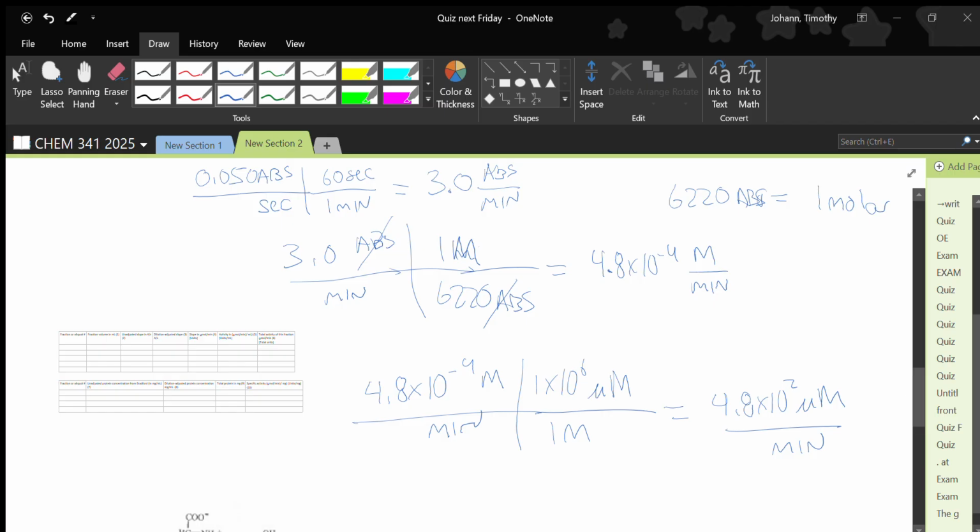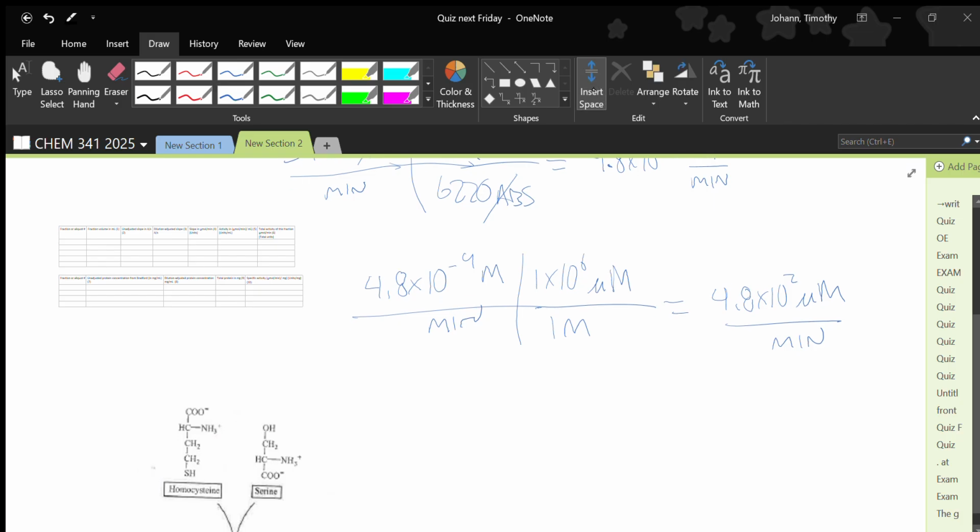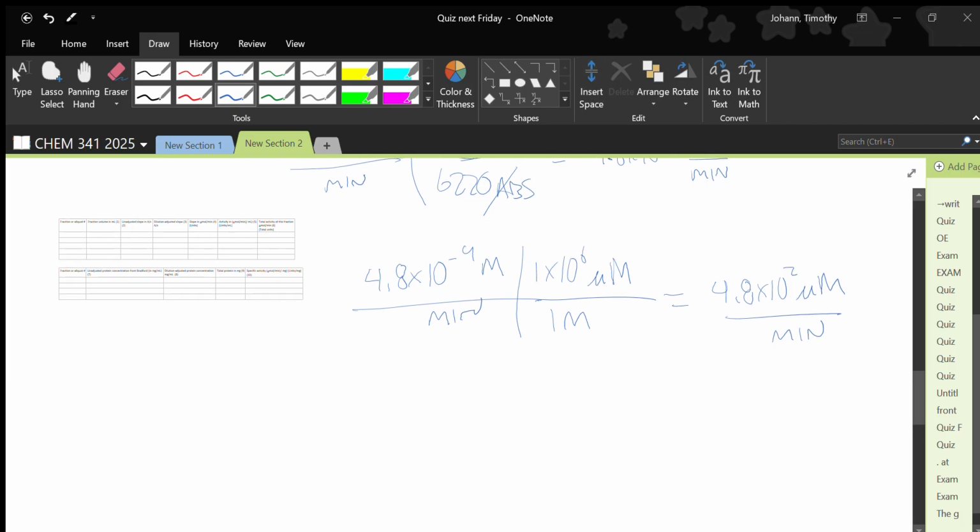We almost have micromoles. What do I need to go from molar to moles? What am I missing here? Volume, right. So I need to think about the volume. So you did your assay, right? This is the amount of activity you had in your assay. What was the volume of your assay?